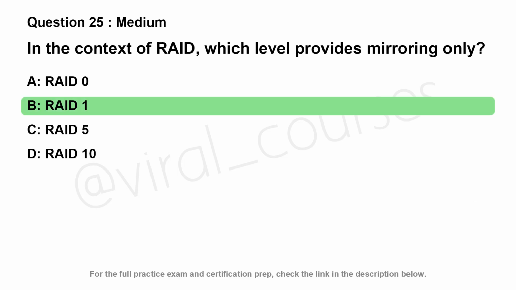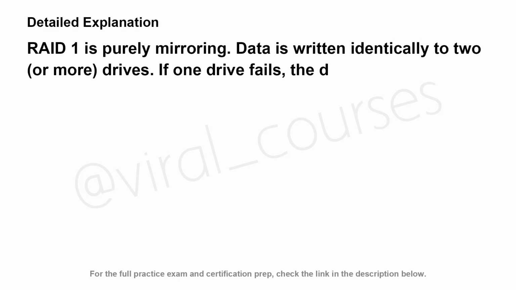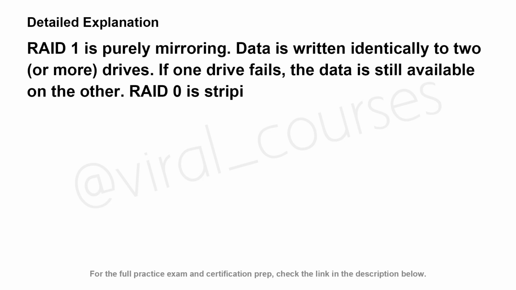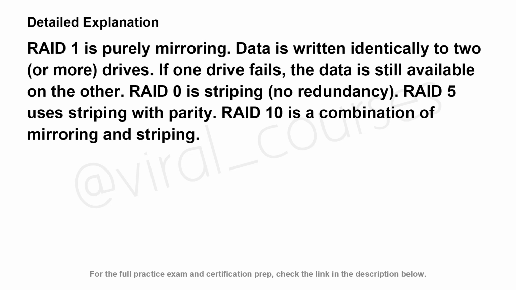The correct answer is B. RAID 1 is purely mirroring. Data is written identically to two or more drives. If one drive fails, the data is still available on the other. RAID 0 is striping, no redundancy. RAID 5 uses striping with parity. RAID 10 is a combination of mirroring and striping.